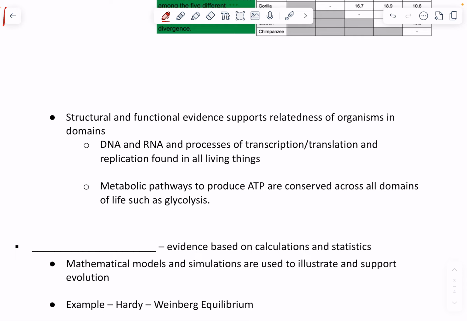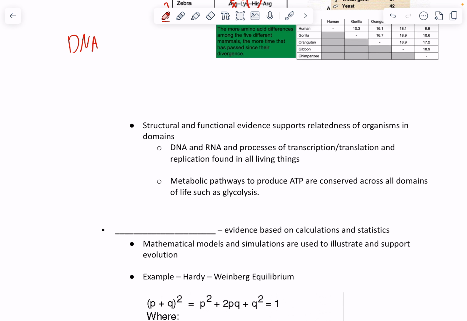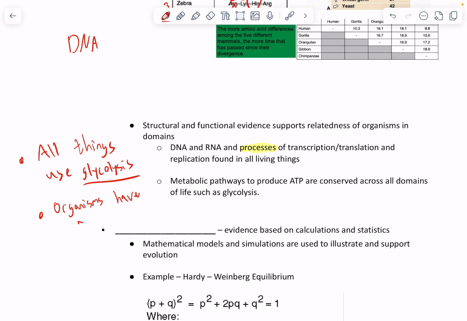And so the structural and functional evidence supports relatedness of organisms in different domains. We can look at DNA and RNA. We can look at processes, right? The fact that all things, for example, need energy, and so they use glycolysis, right? There's also, all living things have a membrane, right? DNA and ribosomes. Remember, there's three things.